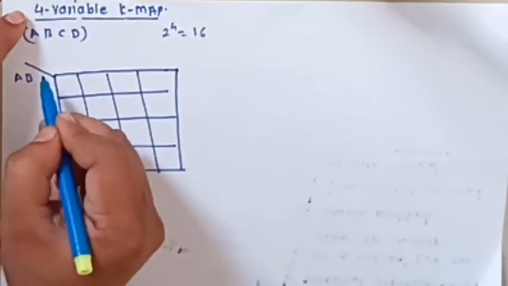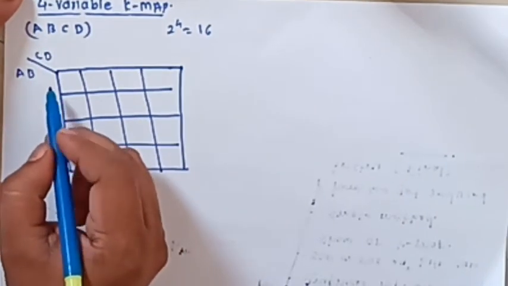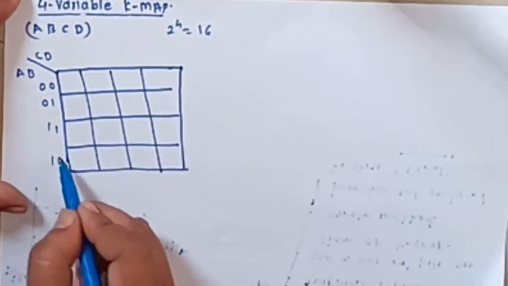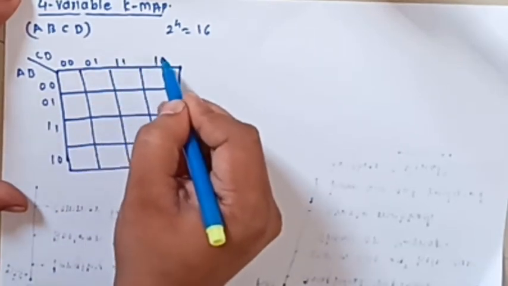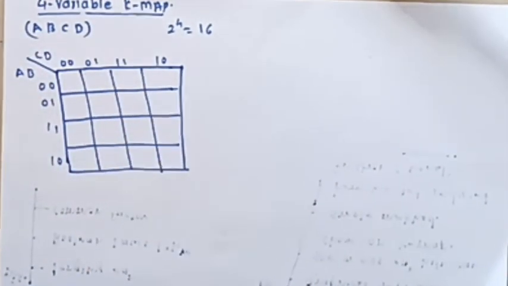We will write the inputs A, B, C, D. Here you need to write the values as 0, 0, 0, 1, 1, 1, 1, 0. The sequence you need to remember: 1, 1 and 1, 0. Here also 0, 0, 0, 1, 1, 1 and 1, 0. Okay, so this is the K-map for 4 variables. Total 16 boxes are there.